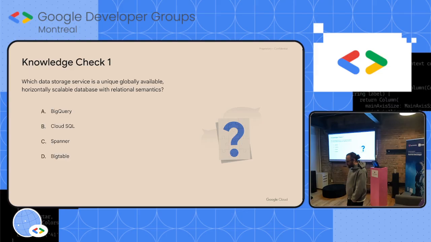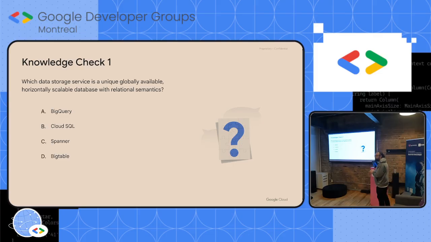So BigQuery was for data warehousing using SQL queries, but is it the right solution to handle relational semantics? Not especially. Cloud SQL: is this service globally available? No. Can it scale horizontally? Nope. Spanner? Yes, that's the answer.